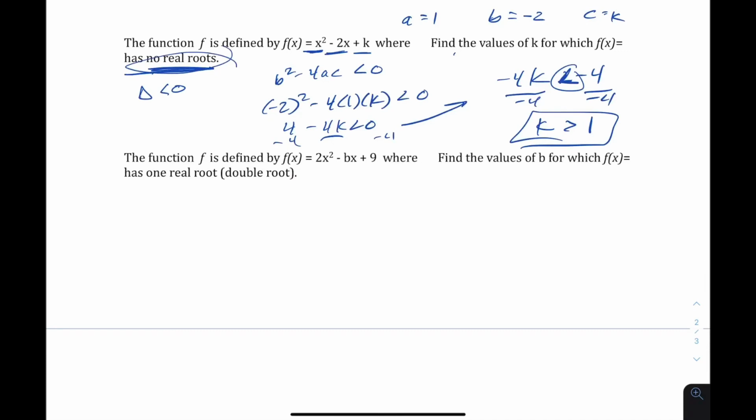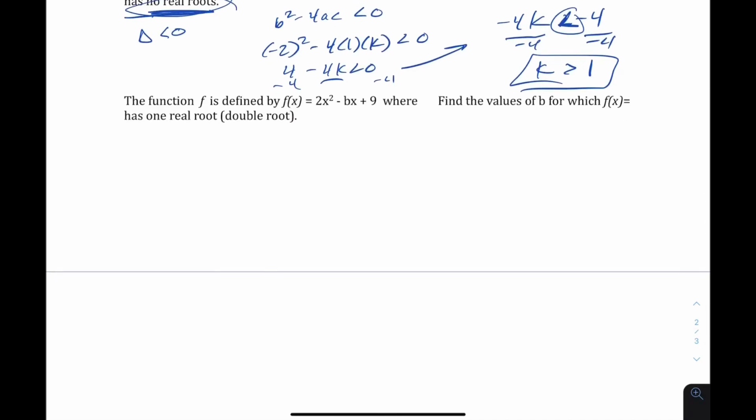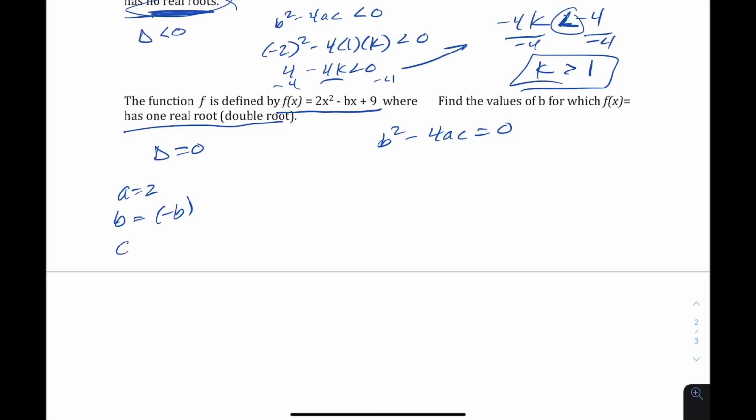So let's do this next in the same way. The function f is defined by this, where find the values of b for which f of x has one real root, a double root. So that means the discriminant equals 0. So same idea, but now discriminant equals 0, because that's what one real root means. So find our a, b, and c again. A is 2, b is b, negative b actually, and c is 9.